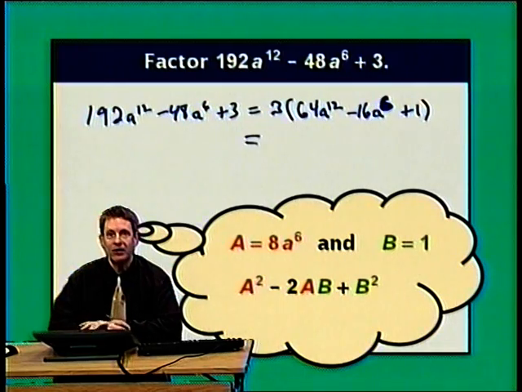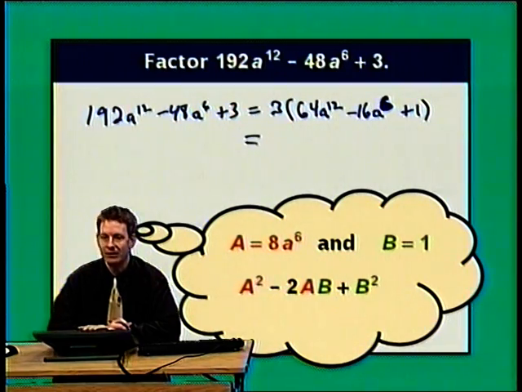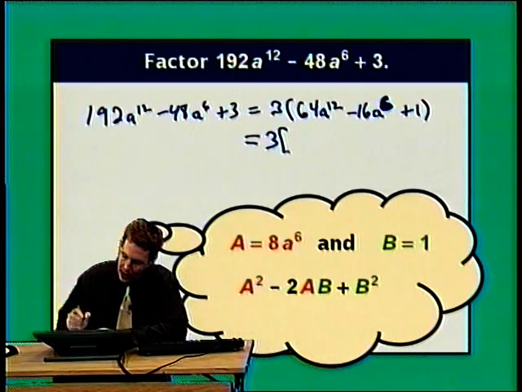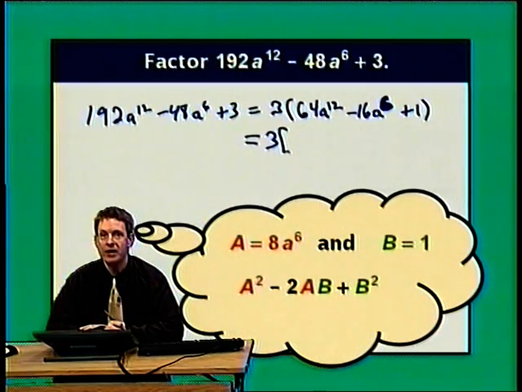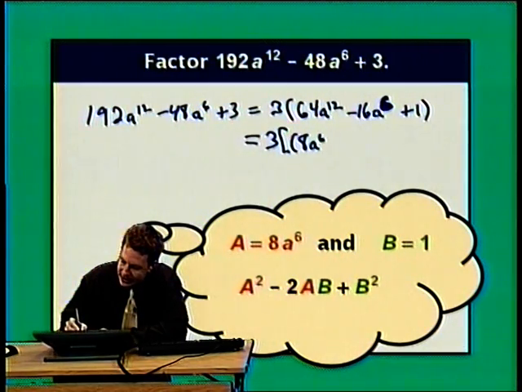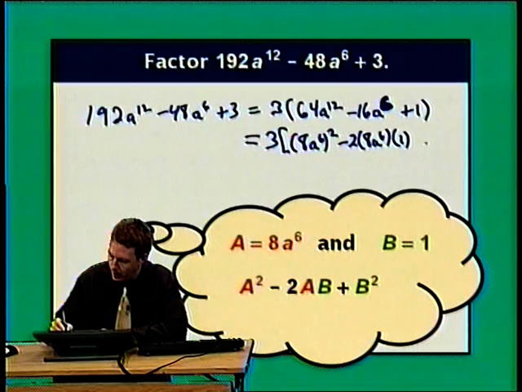When I factor out a common factor at the beginning of my factorization process, I need to make sure that I don't make a common error. And a common error is to forget my common factor when I move to the next line. So let's make sure I remember my factor of 3. Now, if my trinomial is a perfect square trinomial, the model it's going to fit is 8a to the 6th quantity squared minus 2 times 8a to the 6th times 1 plus 1 quantity squared.